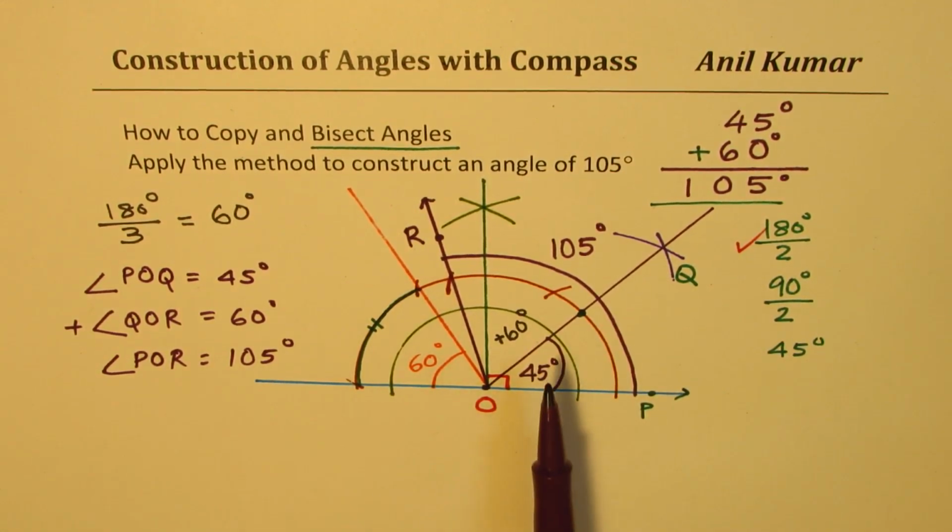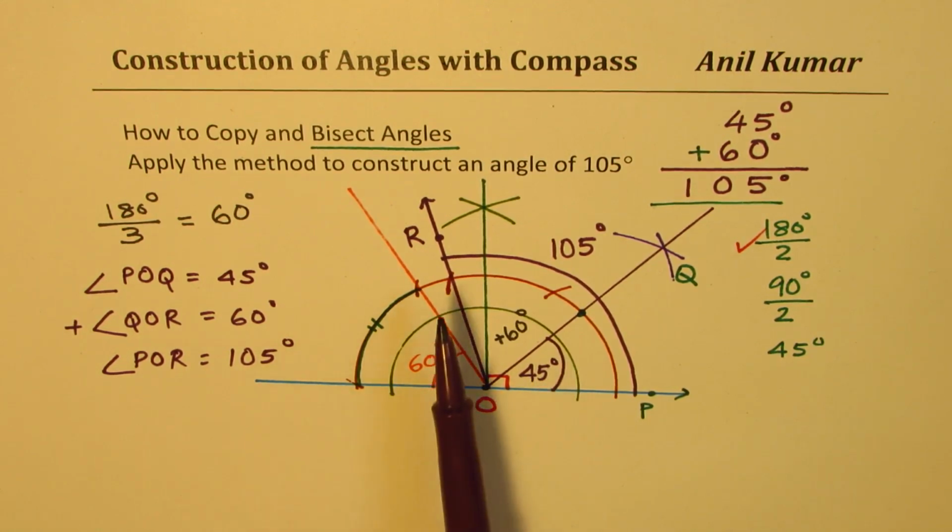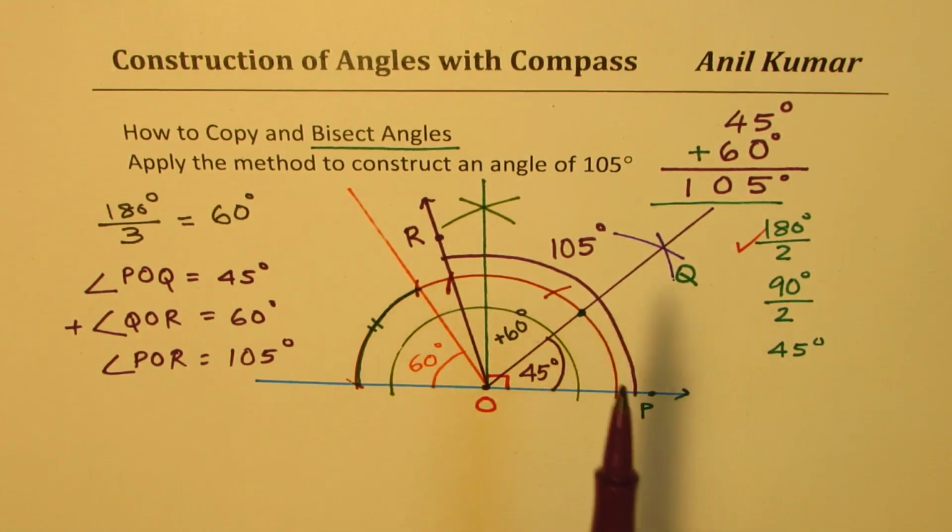So in this example, you also understood how we copied that angle of 60 degrees over 45 to create 105 degrees angle. So you learn how to create angles with compass. You also learn how to copy them and how to bisect them.